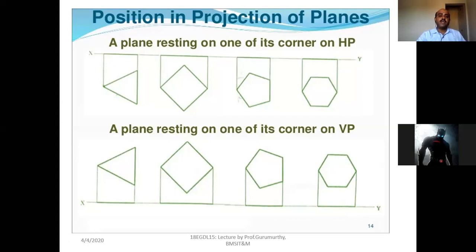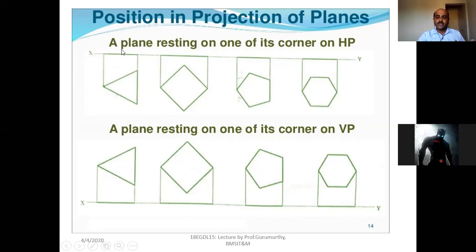What is shown here is the initial position of the different lamina. When a plane is resting on one of its corners, please remember that the corner should come to your left. So you have to rest it on the corner. Especially this happens in the case of a triangle and the pentagon, because they have a corner and the side will be opposite when it is rested. So please look here.